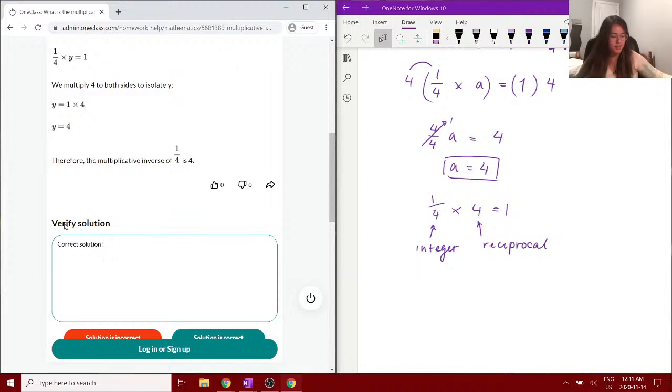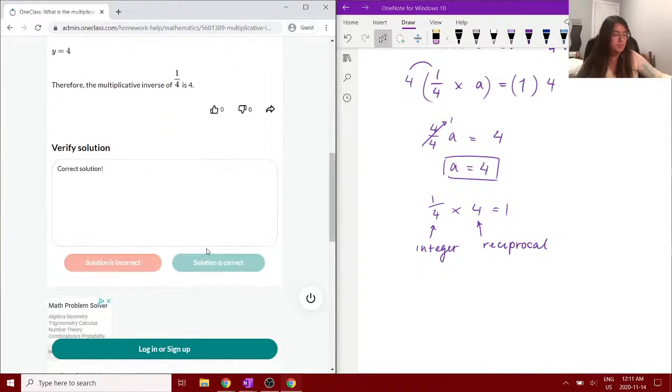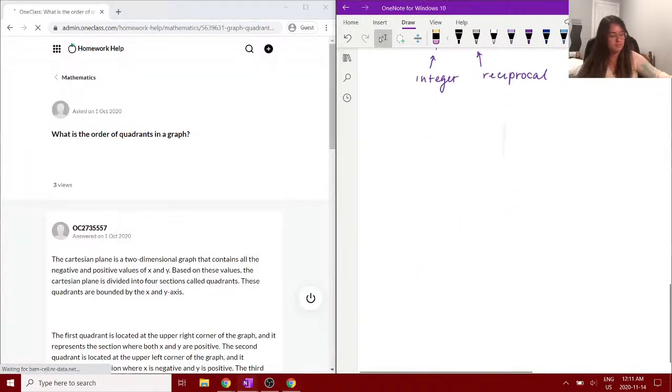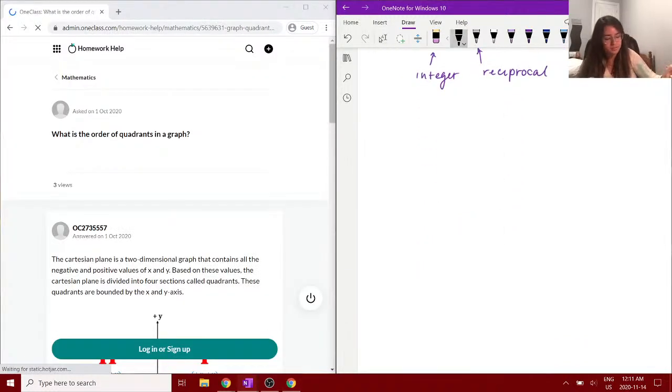All right, and next question. All right, so question number 3. We're asked, what is the order of quadrants in a graph? Okay, so first, let's draw this graph.